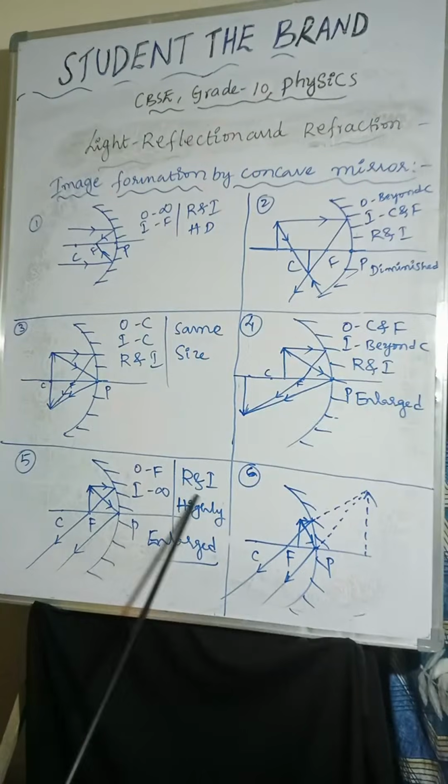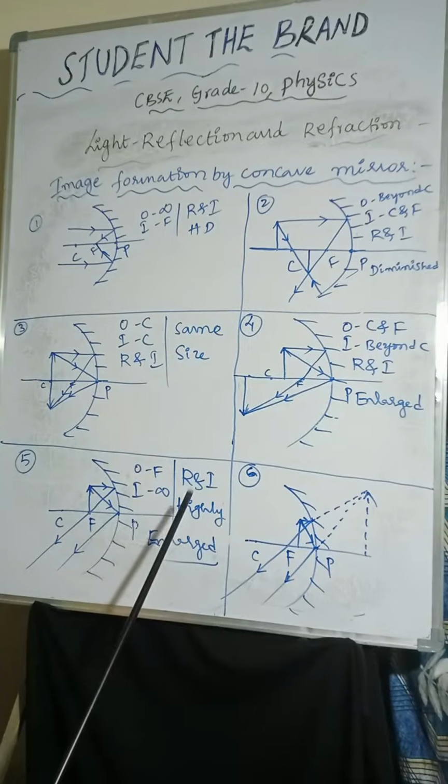Nature of the image is real and inverted, and size of the image is highly enlarged because these two lines are parallel lines. We are assuming that parallel lines will meet at infinity. So that's why it is highly enlarged.